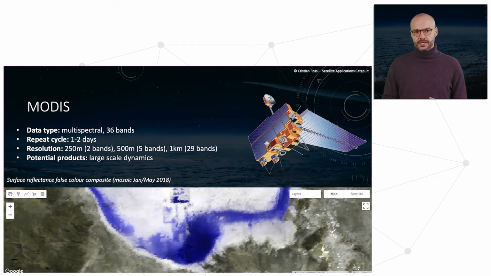MODIS is another very popular mission, multispectral, with a larger number of bands, 36. The repeat cycle in this case is shorter, 1-2 days, but the spatial resolution is coarser. We are talking of 250 meters to 1 kilometer. This is quite good because of the resolution and the repeat cycles to see large-scale dynamics of the Earth.